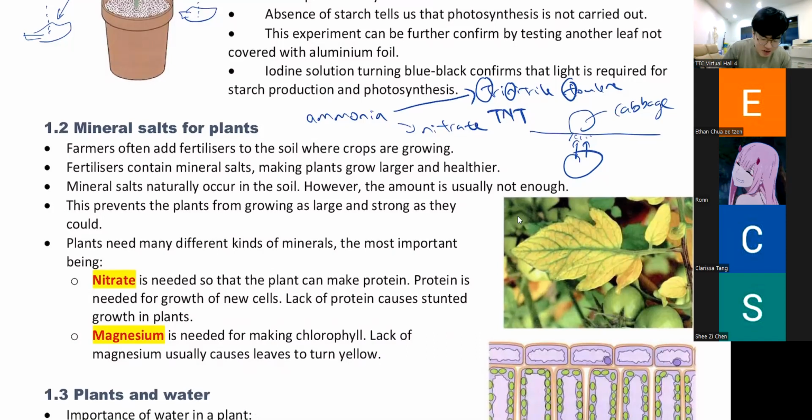Anyway, so mineral salts, they are in the soil, like I said, but they are not enough. Without enough of them, this prevents the plant from growing as large and strong as it could. So that's why we need two things. We need nitrate. Okay, nitrate. Funny enough, do you know where else can you find nitrate? It's in your pee. Your pee has ammonia.